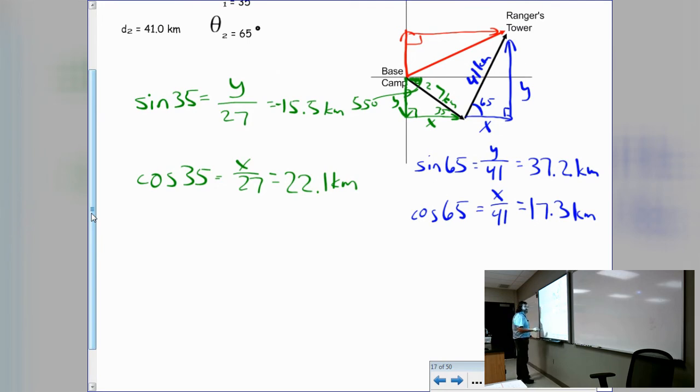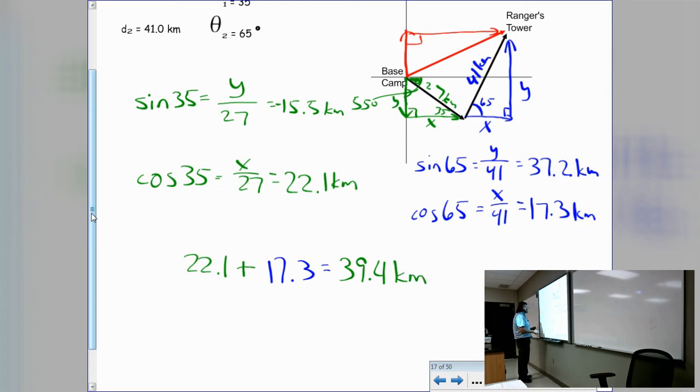So I'm going to take my x values, add those together. They're both positive. They're both to the right. So my first x value is 22.1 kilometers. And I'm going to add to that my other x value, which is 17.3 kilometers. And that's going to be my overall x total, or my total displacement in the x direction. 22.1 plus 17.3 is 39.4.